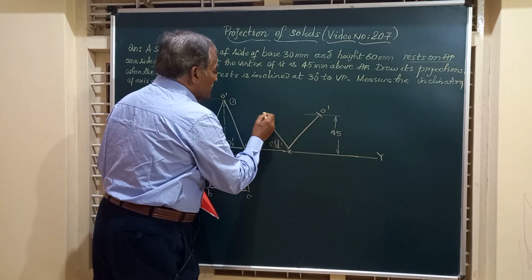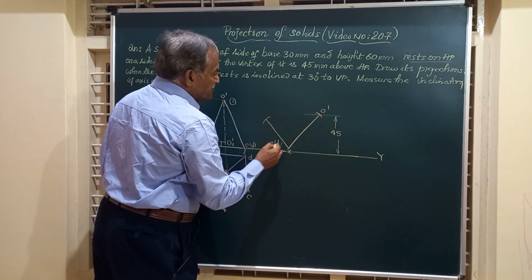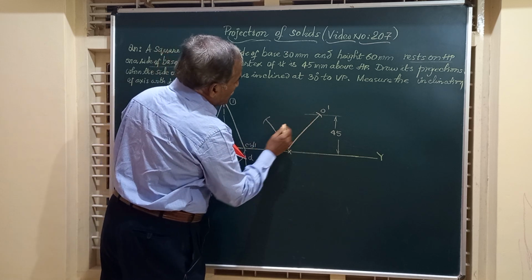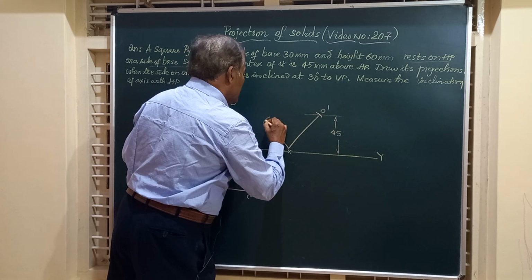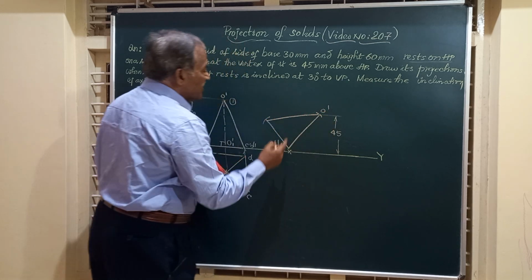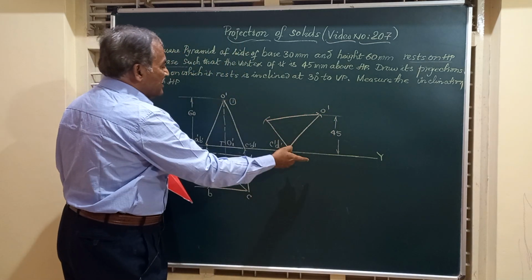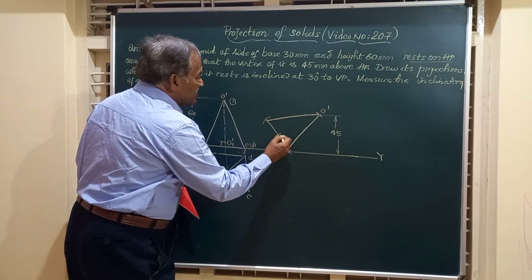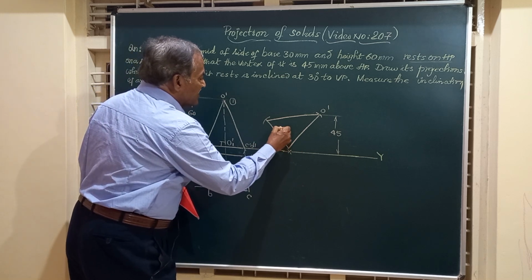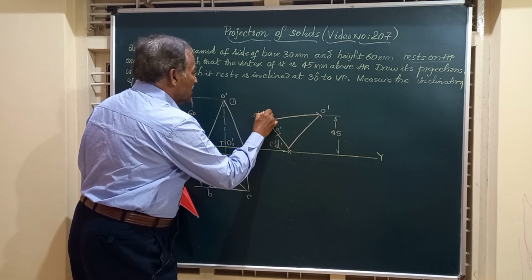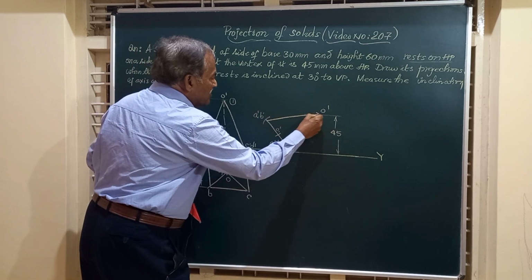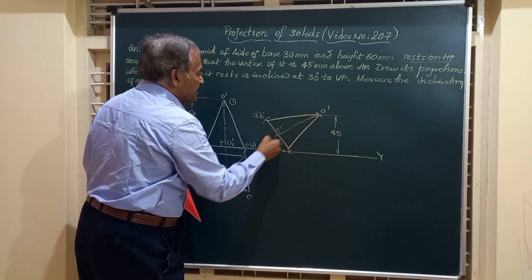So from here you can just strike an arc, taking length equal to the length of this. So friends, join them. You are going to get a triangle redrawn here with O1 dash as center of the base. This is A dash B dash and this is O dash. You can show the axis of the solid here.